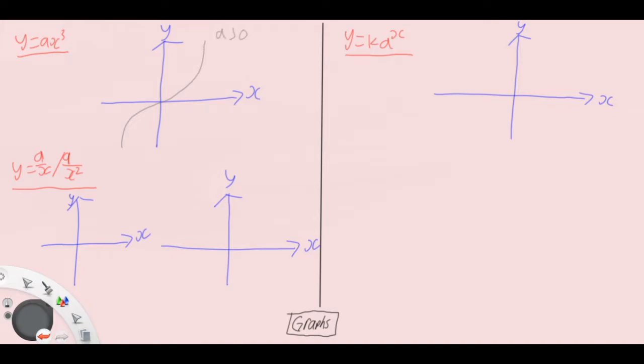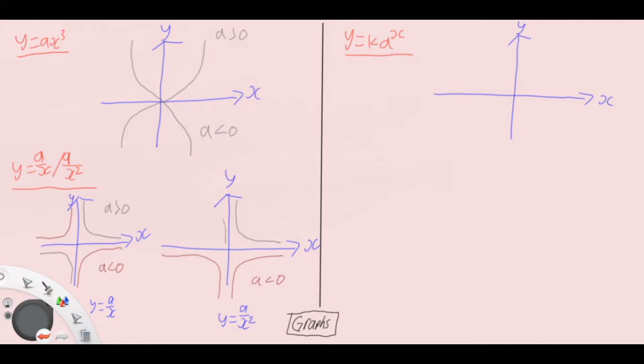Cubic graph, y equals ax cubed, basically going through the origin. If a is bigger than 0, a less than 0 is just the opposite. If y equals a over x, it takes two corners if a is bigger than 0, and if a is less than 0, it takes the other two corners. For a over x squared, now you don't take two corners, in fact you take the same sign. A less than 0, you'll be below the x-axis, a bigger than 0 will be above the x-axis, though the shape is rather similar. Exponential graph, k bigger than 0, you'll be going upwards, k less than 0, you'll be going downwards.